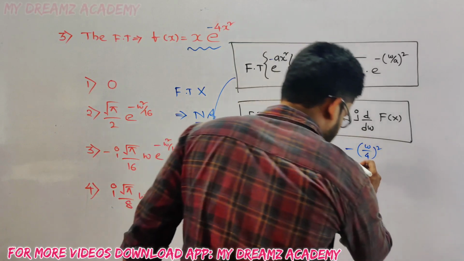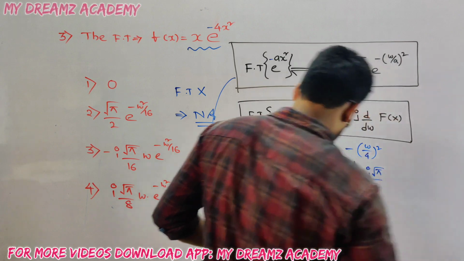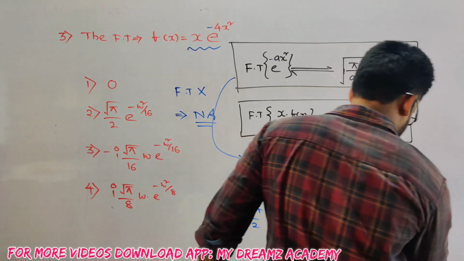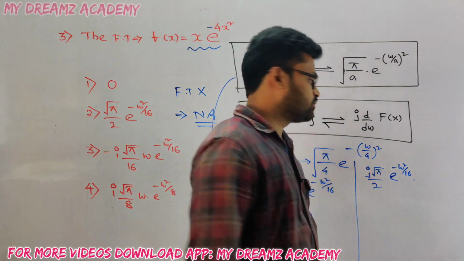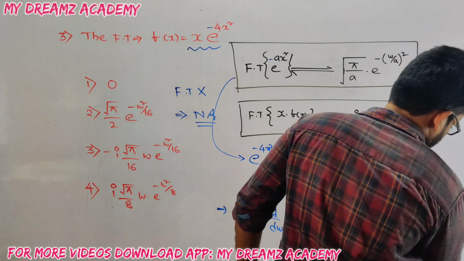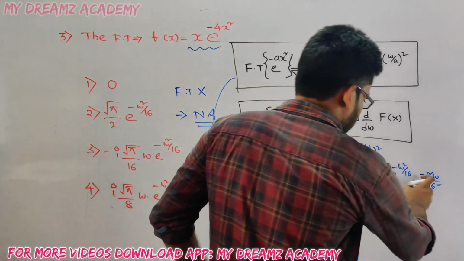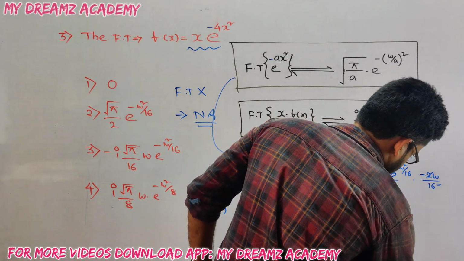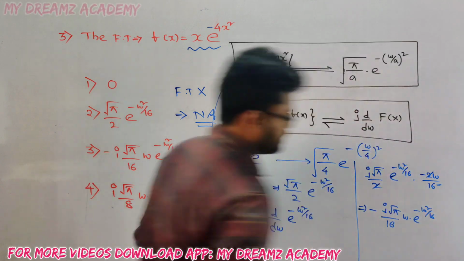Now j under root pi by 2, differentiating this one with respect to omega, it will give e to the power of minus omega square divided by 16. So the differentiation of the exponent, that is minus 2 omega divided by 16, the 2 will get cancelled, so it will give minus j under root of pi by 16 omega e to the power of minus omega square by 16.